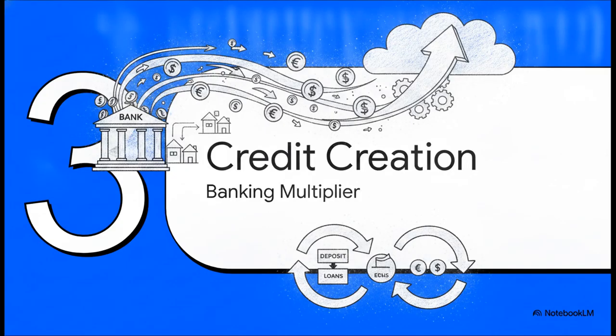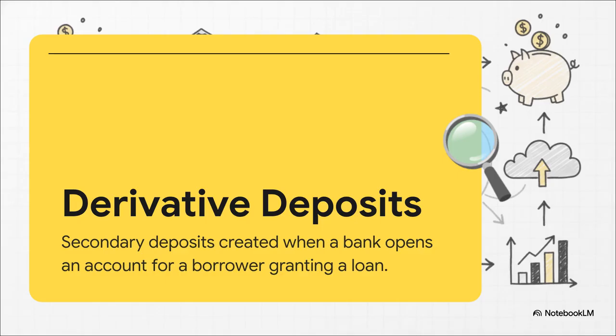All right, here we go. Act 3, credit creation. Or, as I like to call it, the banking multiplier. This is where things get absolutely fascinating. Credit creation is this almost magical process where accepting deposits and advancing loans allows banks to literally generate new money in the system. The absolute key here is understanding the difference between 2 types of deposits.